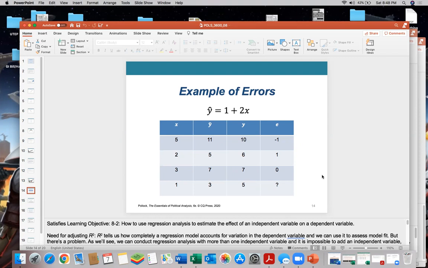Nope. All right. And this right here is another thing that he said was going to be on the exam: errors are the difference between the predicted and the observed. I'm not sure if it's going to be a multiple choice question where you have to identify that errors are the difference between the predicted and the observed, or just like this slide right here, where you need to fill out E. But that is going to be on the final.